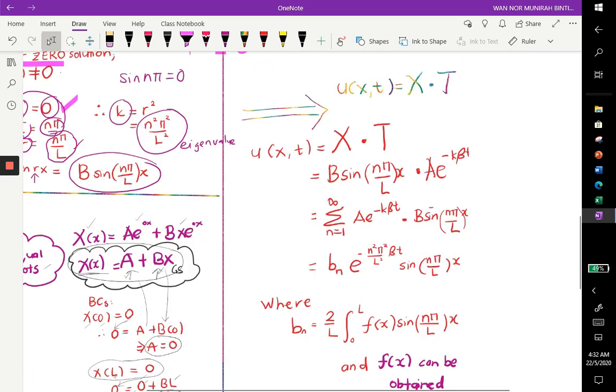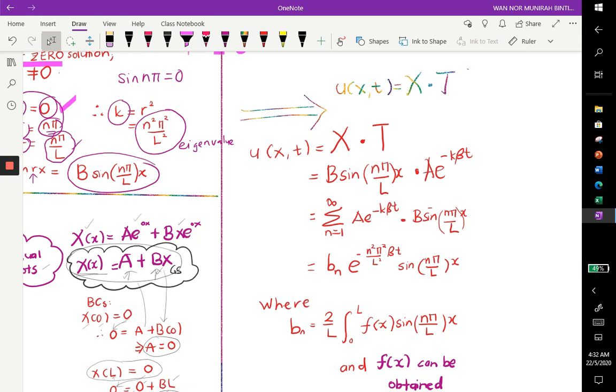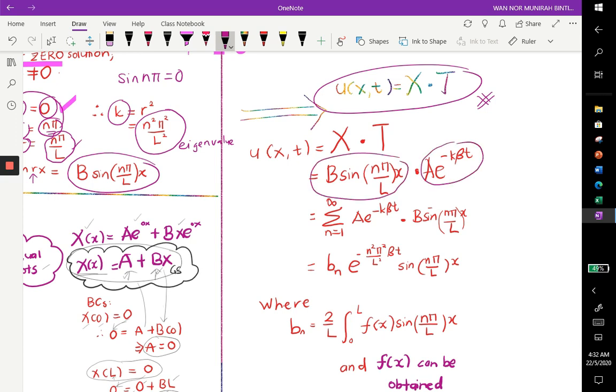Okay, so now since we have the solution of X, we go back to our discussion. The solution is U equals to X dot T. So your T is here, okay, and your X is what we have found just now. But note that since your solution consists of n, ada n tau dekat sini, n means that you have infinitely many solutions. Bukan infinitely, you have many solutions lah. Okay, kita tak tahu. So we say that you have infinitely many solutions.